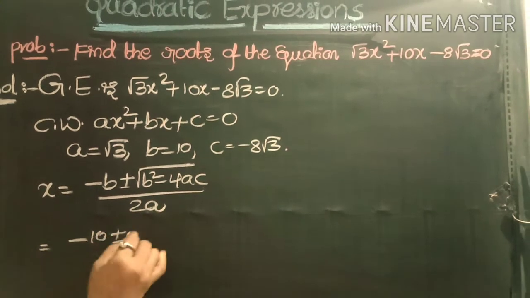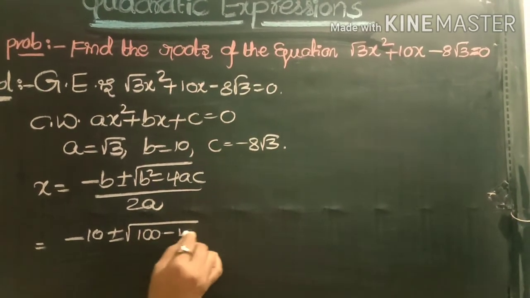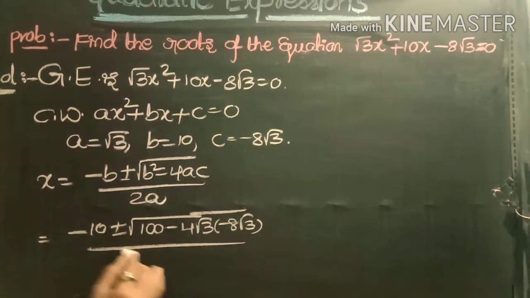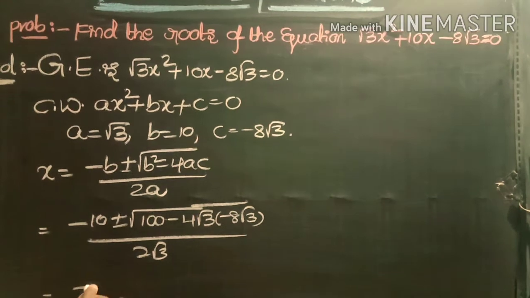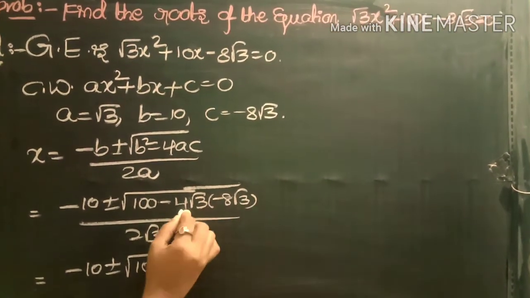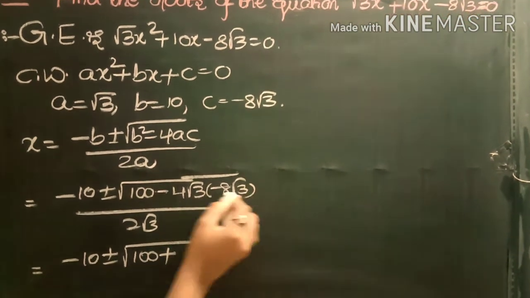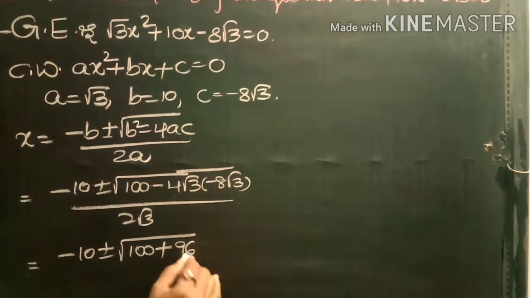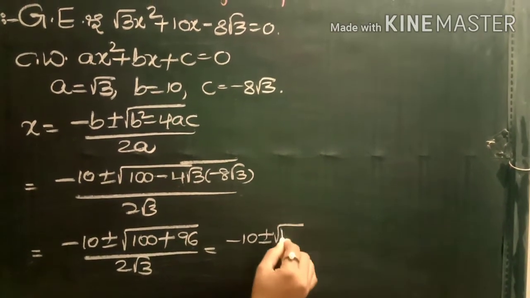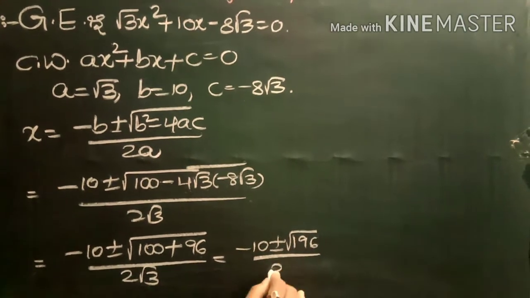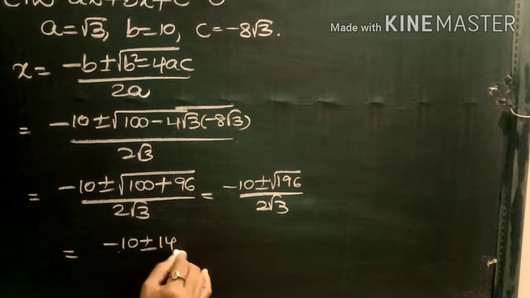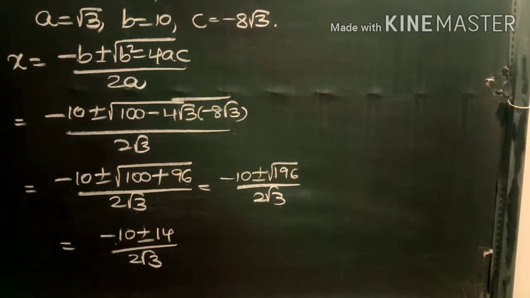Minus 10 plus or minus square root of b square 100 minus 4 into a value root 3 into c value minus 8 root 3 by 2a, 2 root 3. And this is minus 10 plus or minus square root of 100 minus of minus plus 32 into 3, root 3 into root 3 is 3, 4 into 8 is 32, 32 into 3 is 96, by 2 root 3. And this is minus 10 plus or minus square root of 196 by 2 root 3. Minus 10 plus or minus 14 by 2 root 3. Root 196, that is 14.